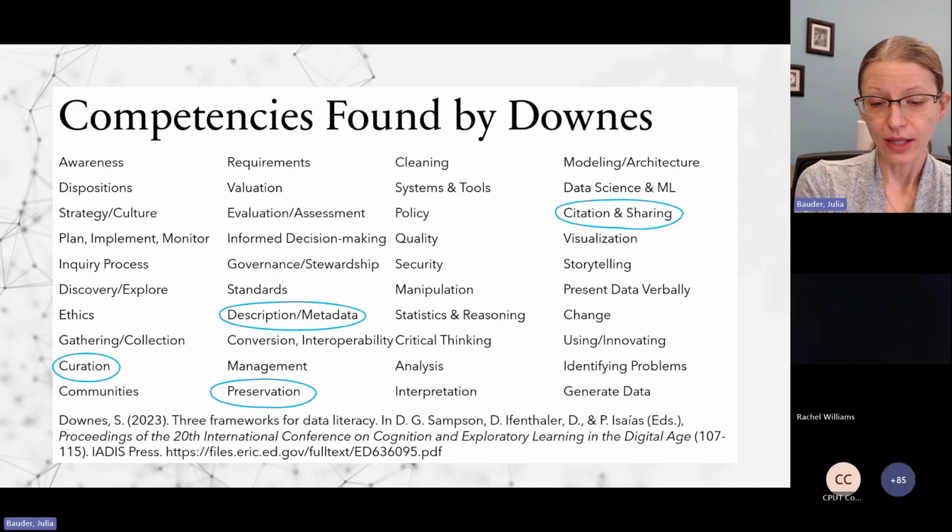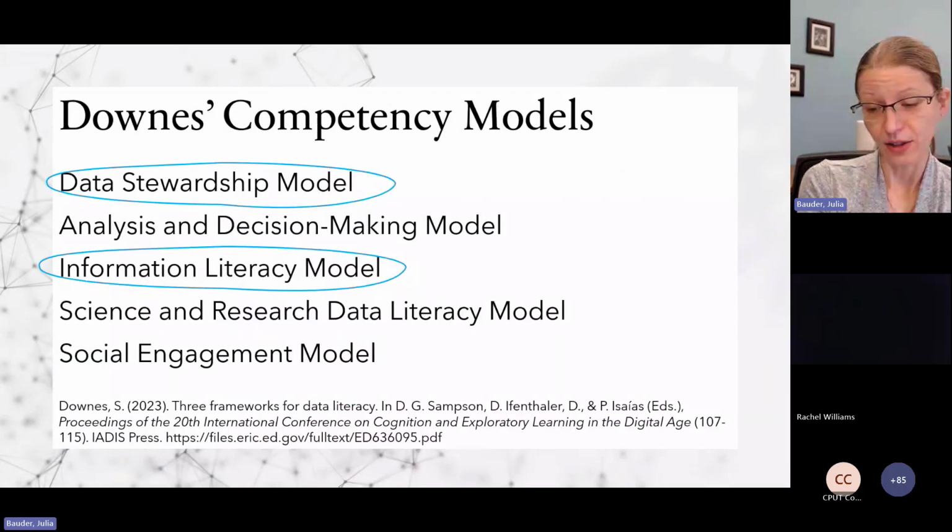But what intrigues me about Downs' analysis are the number of competencies that appeared in more than one framework that are core librarian skills, but not information literacy skills, as data discovery and data evaluation were on the previous slide. These get more at skills from the technical services side of librarianship, things like curation, preservation, and metadata. And Downs looked at these 40 competencies and how they tended to cluster, and indeed found that many of those technical services-like skills cluster in the data stewardship model of data literacy.